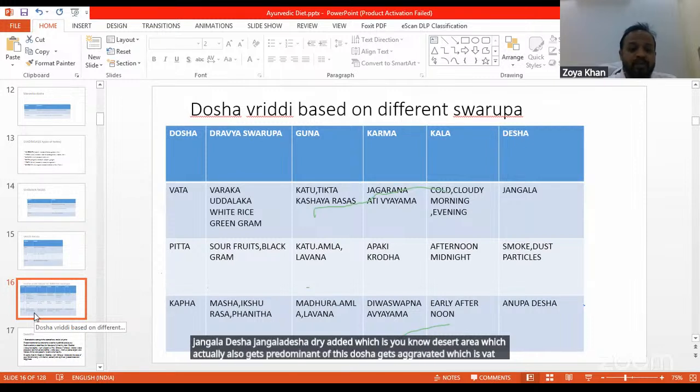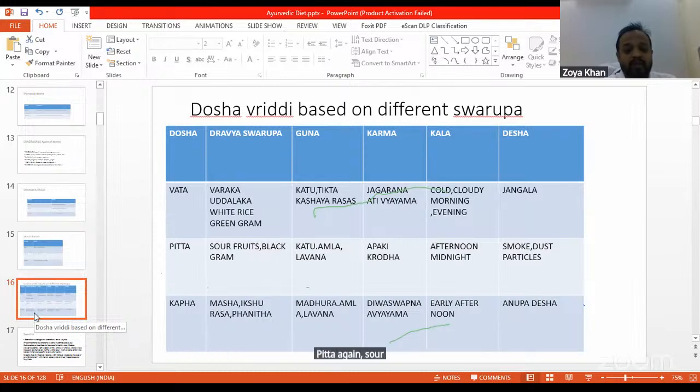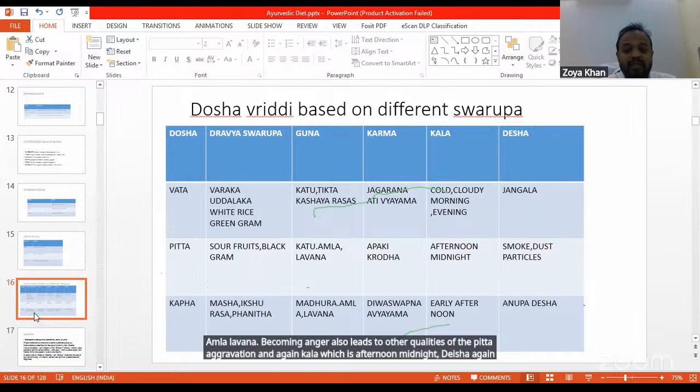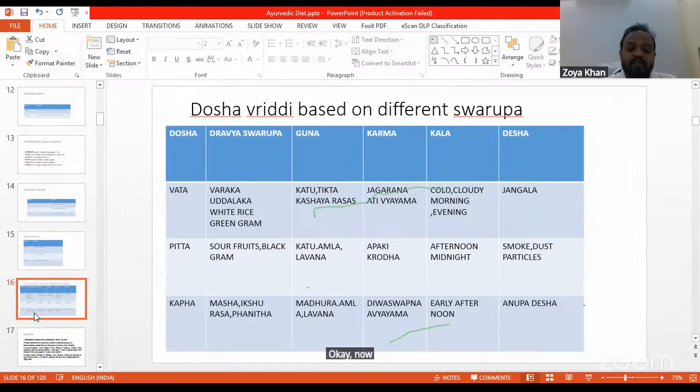Now coming to the Pitta, the Dravya Swarupas are sour fruits and black gram, gunas are Katu, Amla, Lavana, and Karma are Apaki and Krodha, anger, which also leads to Pitta aggravation. Kala is afternoon and midnight. Desha is smoke, dusty particles, dusty, polluted areas. All these are Pitta Deshas.